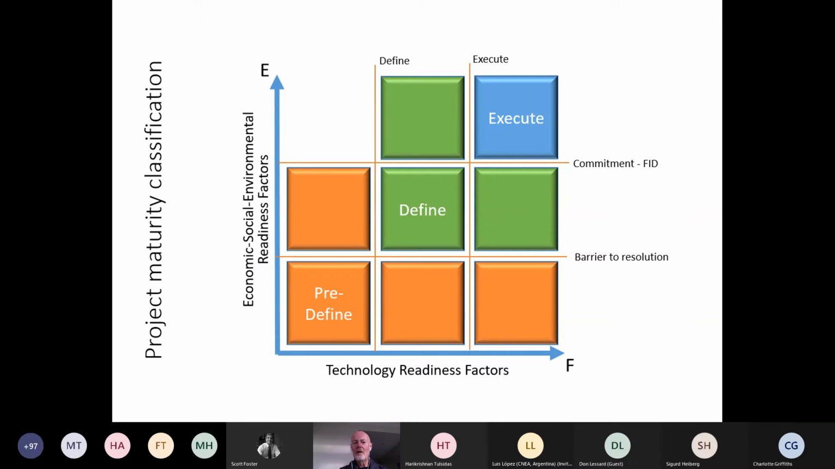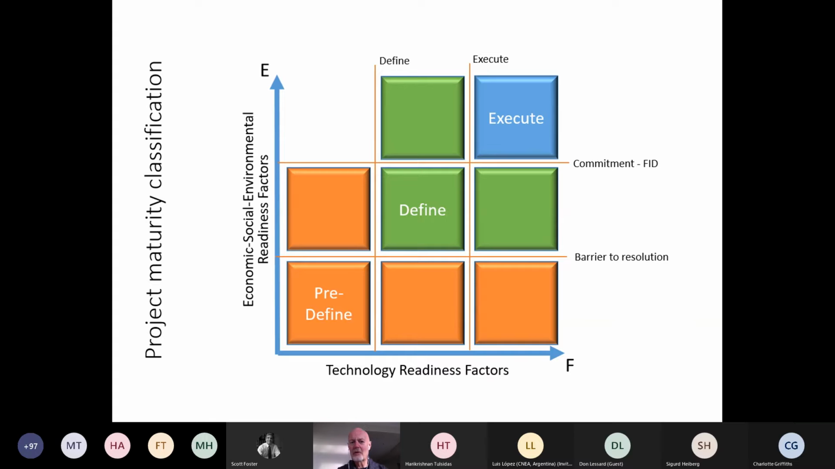And in the UNFC, we call the economic, social, environmental axis the E axis. The technological readiness factor, we talk about being the technological feasibility of that. We call that the F axis. And we classify our projects along these two axes to define their certainty.